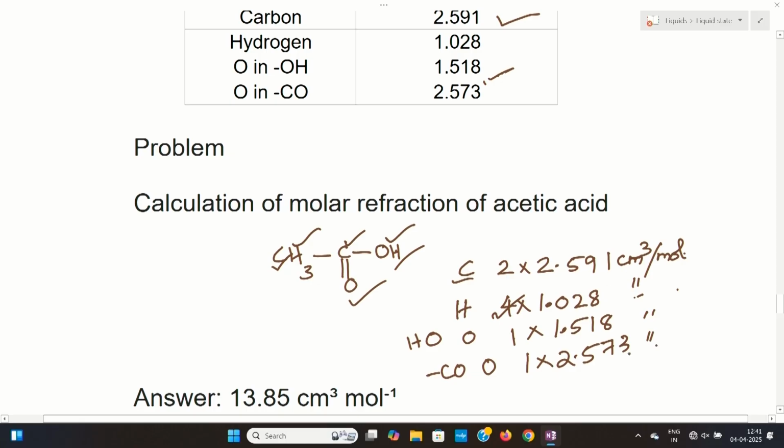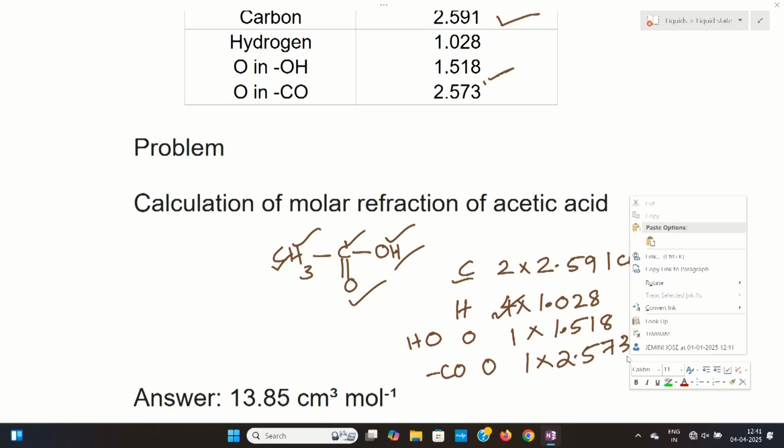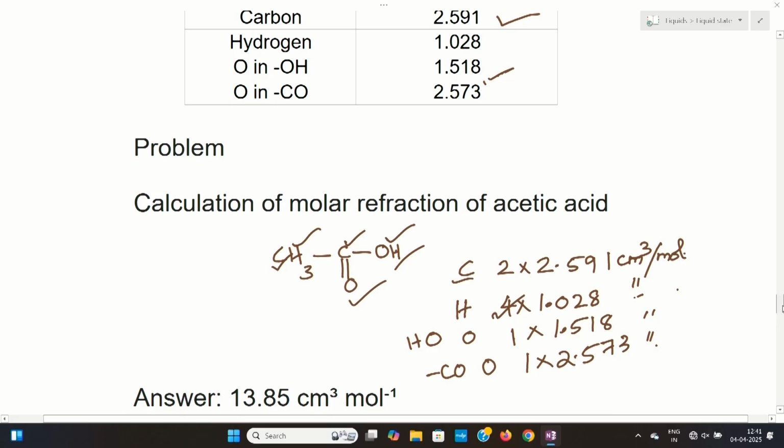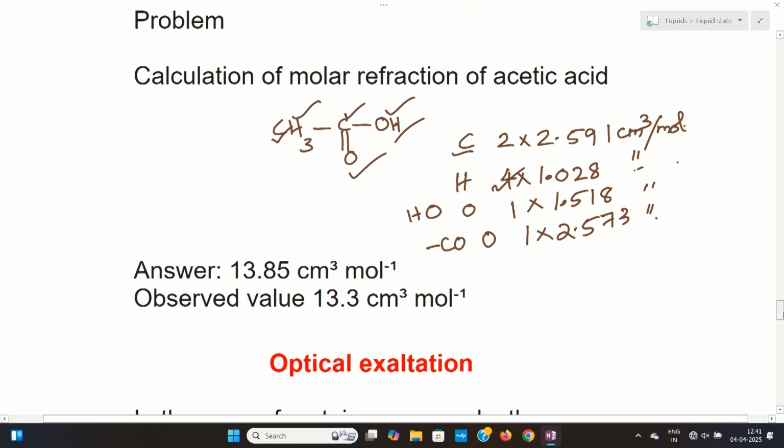When we add all these things, the final answer will be 13.85 centimeter cube mole inverse. This is the calculated value for molar refraction of acetic acid, and the observed value is 13.3 centimeter cube mole inverse. This is about molar refraction.